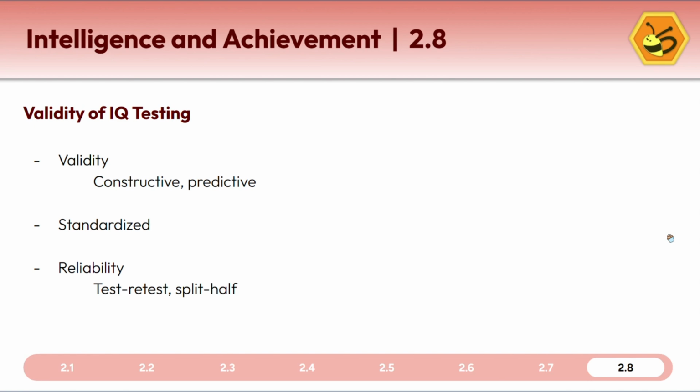Standardized just means that the test needs to be given consistently in a similar, if not identical, way to all the test takers. Is validity accuracy? I wouldn't say so. I would say that all three of these contribute to a test's accuracy.